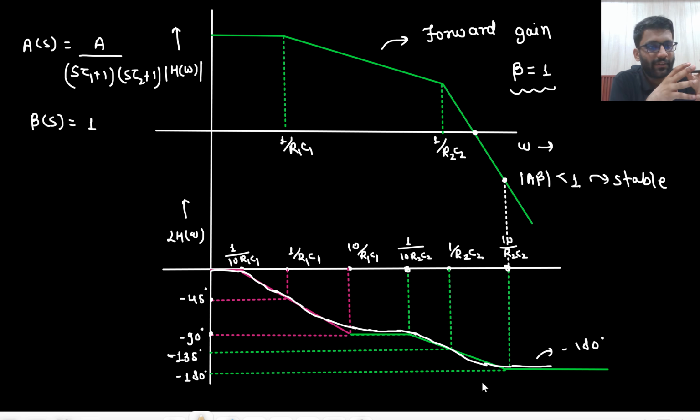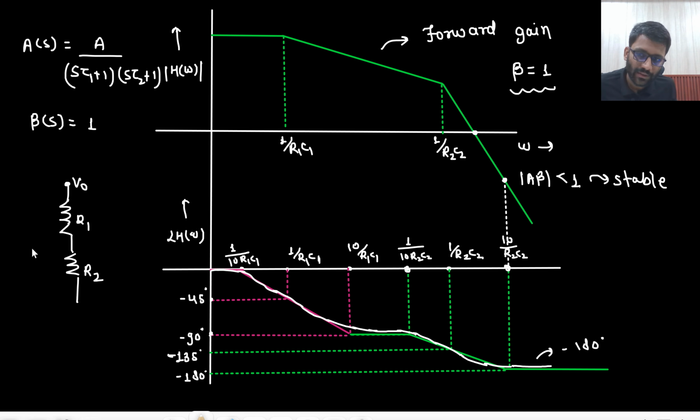When this phase shift was minus 180 degree, at that time your loop gain is less than 1. That means your system is stable. We are considering only the phase shift we are getting from the forward gain. In the feedback path, basically we are going to connect a resistor divider. This will be your V naught, this will be your R1, R2, and this will be fed back to the input. This would be your beta V naught.